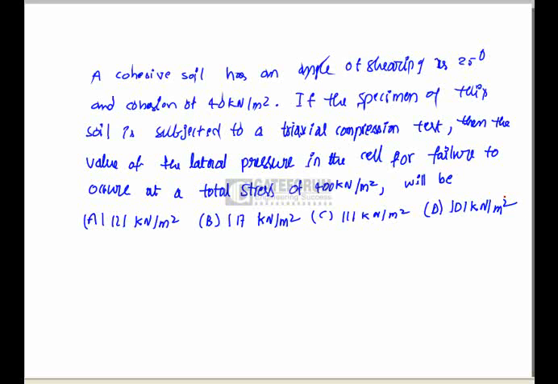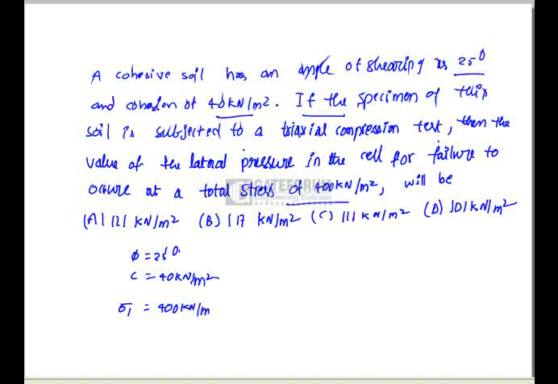The question is, a cohesive soil has an angle of internal friction of 25 degrees. Phi is given as 25 degrees, and the cohesion C is equal to 40 kilonewton per square meter. If a specimen of this soil is subjected to a triaxial compression test, then the value of lateral pressure in the cell for failure to occur at a total stress of 400 kilonewton per square meter. So we have to find out the lateral pressure in this cell, sigma 3.